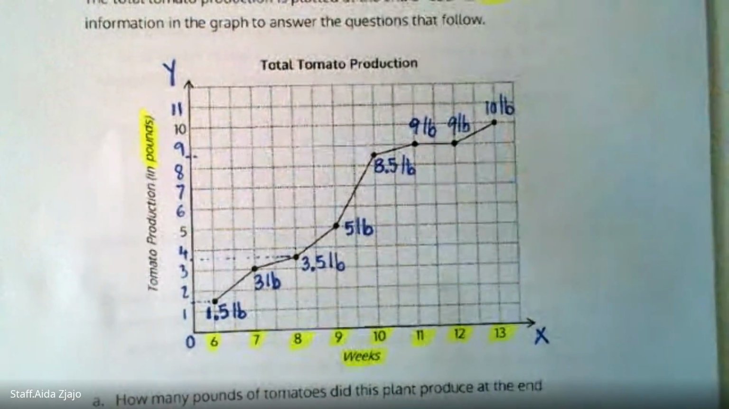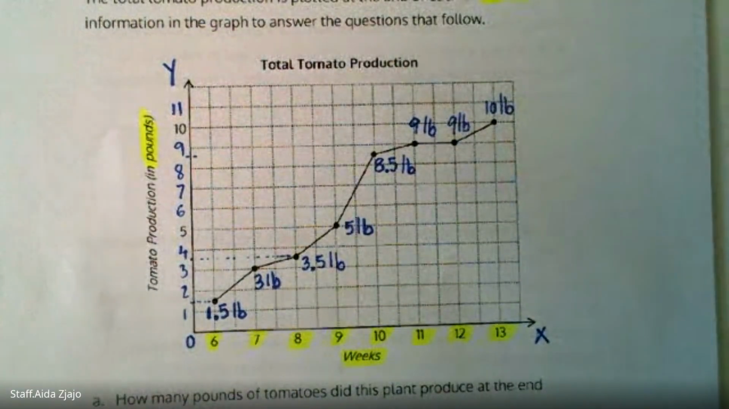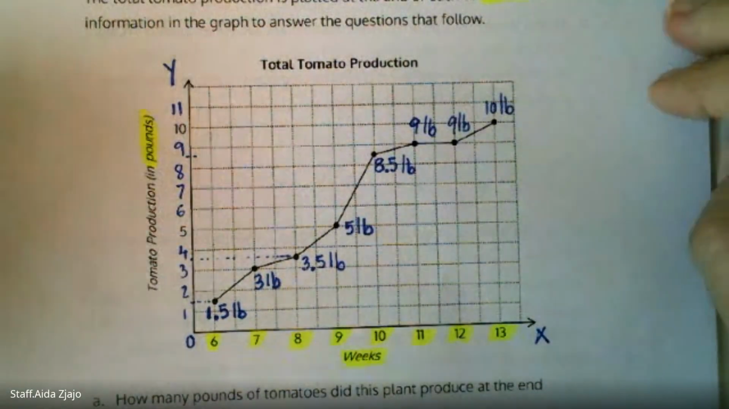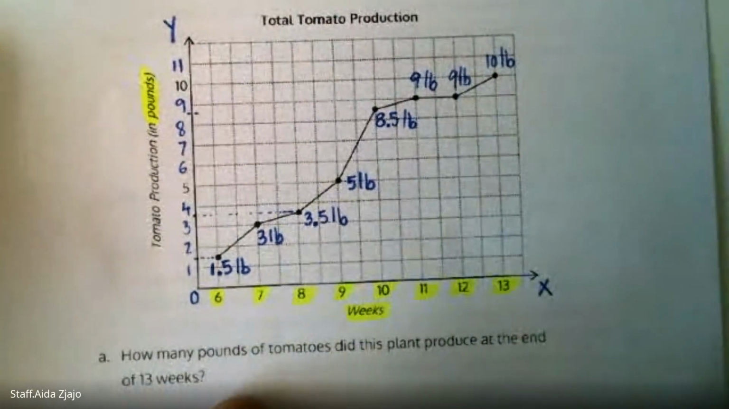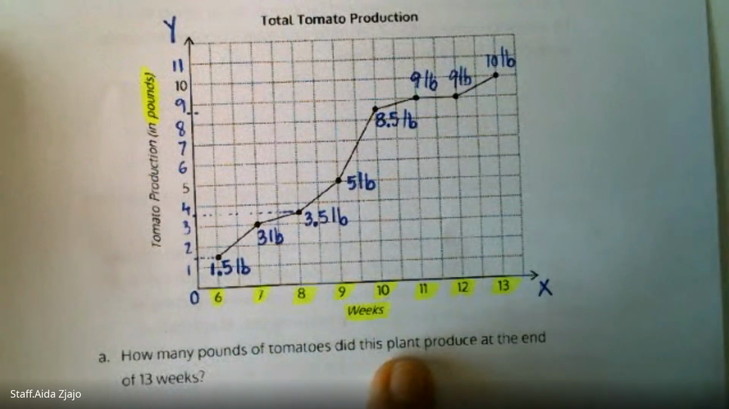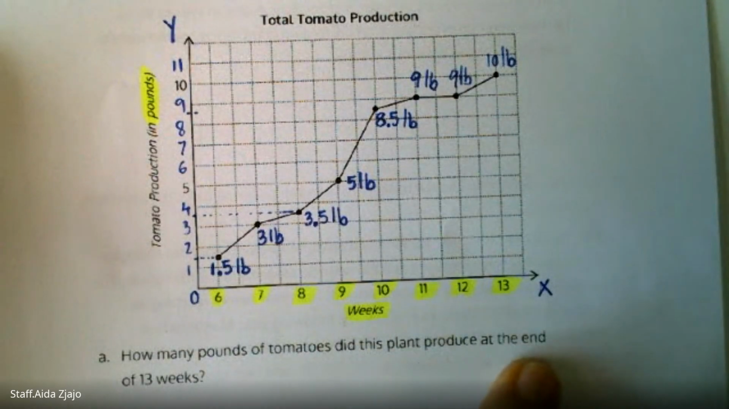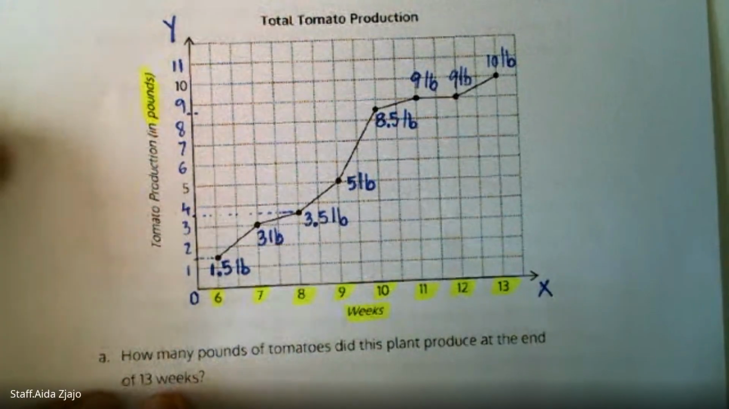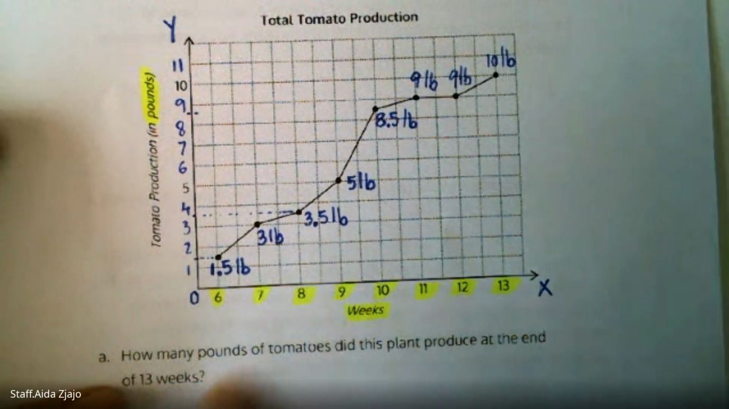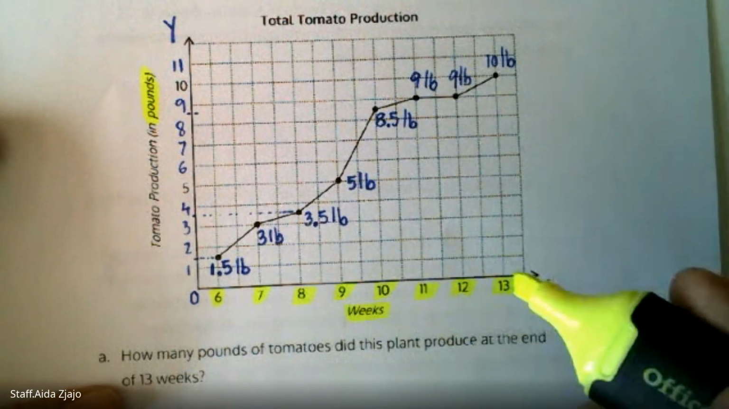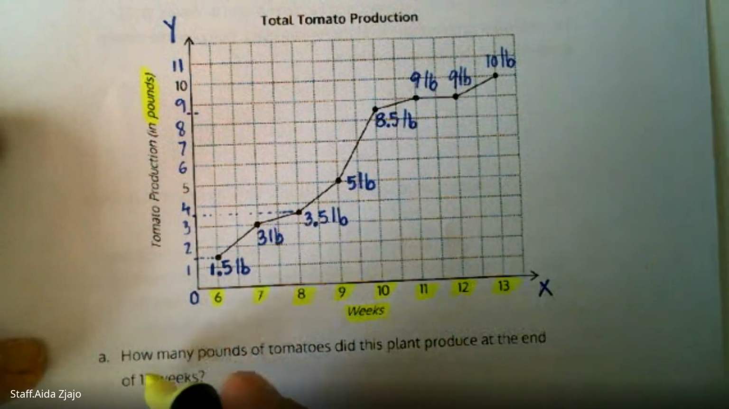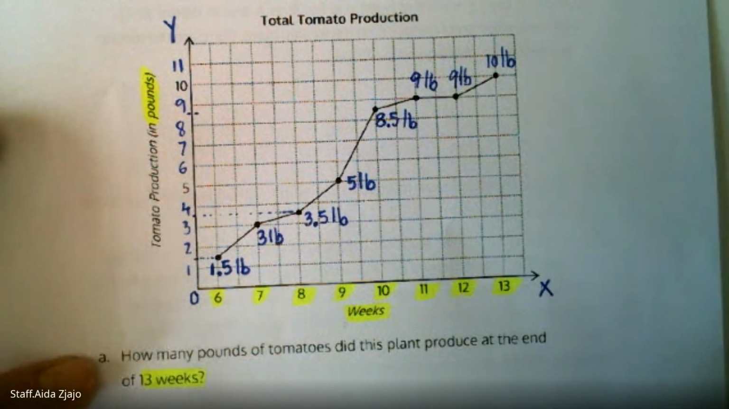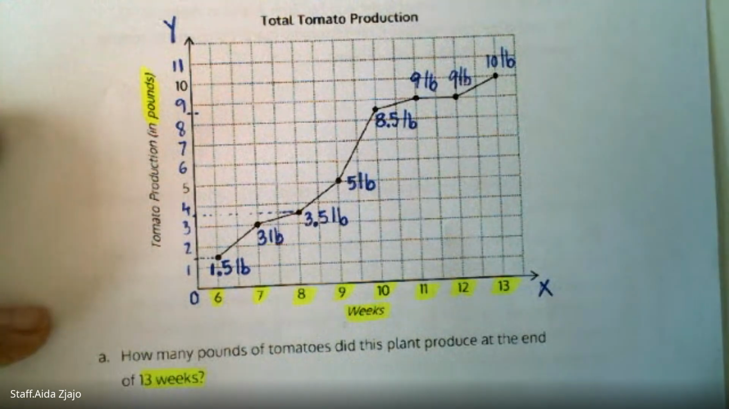So now we have looked over our data, let's see what kind of questions they have for us. How many pounds of tomato did this plant produce at the end of 13 weeks? So we need to calculate how many pounds that is.